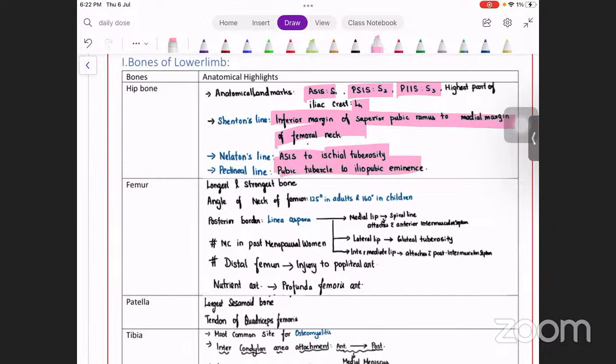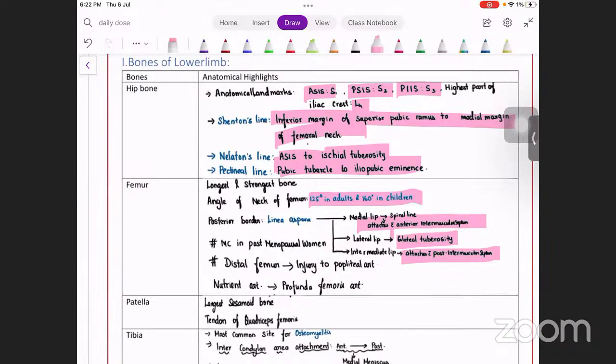Apart from that, you have the femur, which is the longest and strongest bone. The angle of the femur is 125 in adults and 160 in children. And the posterior border is the linea aspera. The attachments to this linea aspera are pretty important. One, the medial lip of linea aspera forms a spiral line, which attaches with the anterior intermuscular septum, while the lateral lip attaches with the gluteal tuberosity, and the intermediate lip attaches with the posterior intermuscular septum.